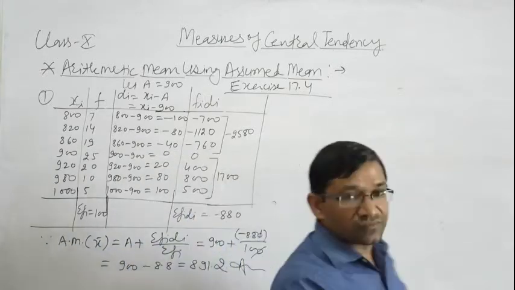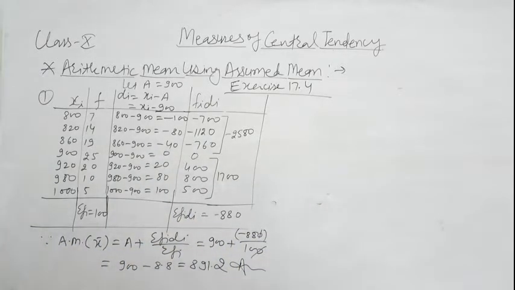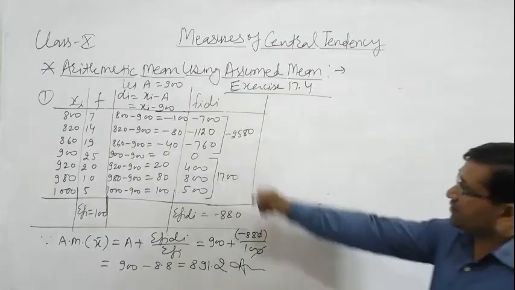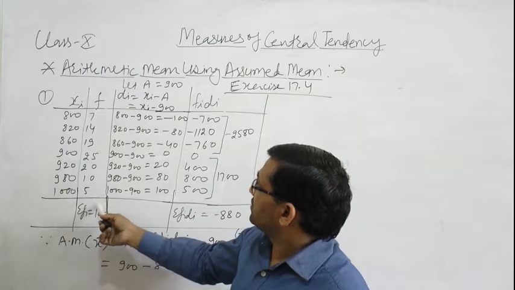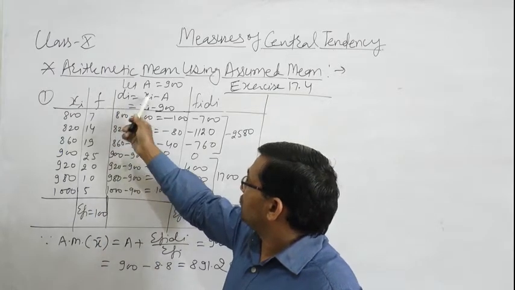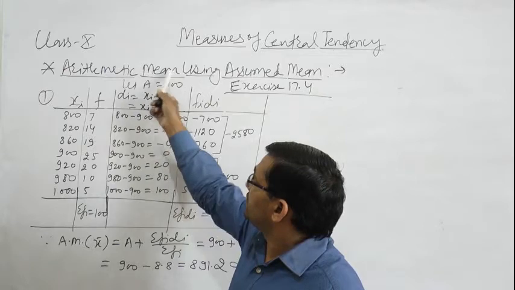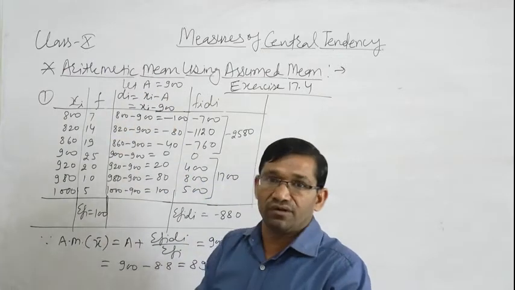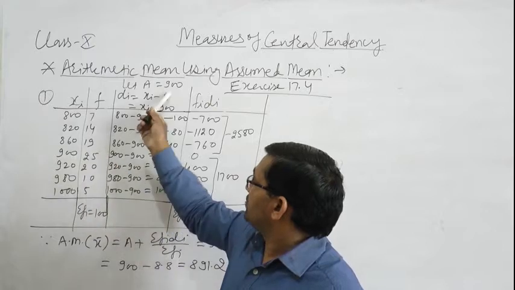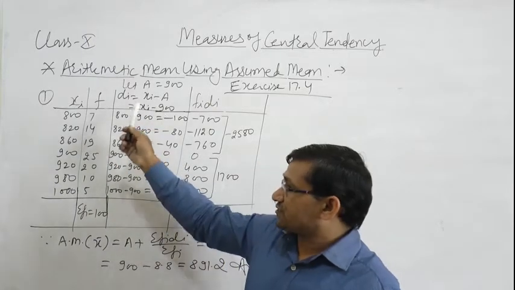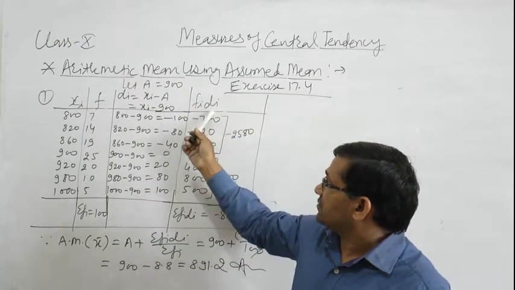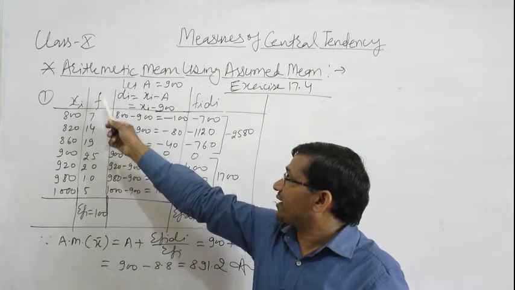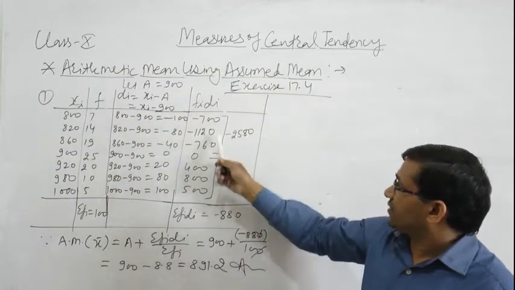So in this question, observations and their frequencies are given. These are observations and this is frequency given. So first we find di. Di is equal to xi minus a, where a is assumed mean. We can assume any value of x. So here we assume a is equal to 900. Then fi di: value of f multiply value of di. So we get fi di.